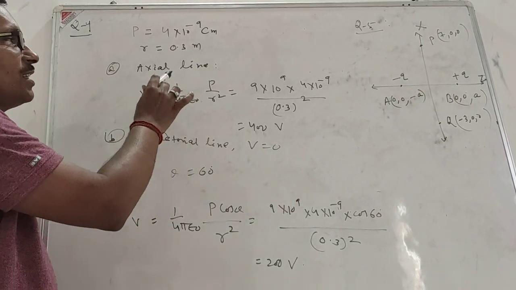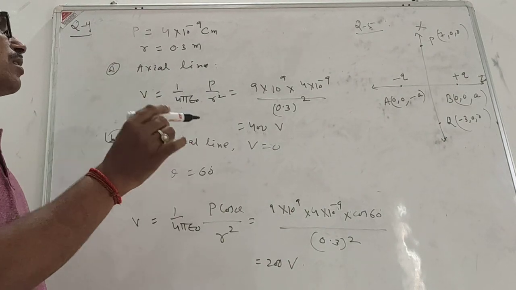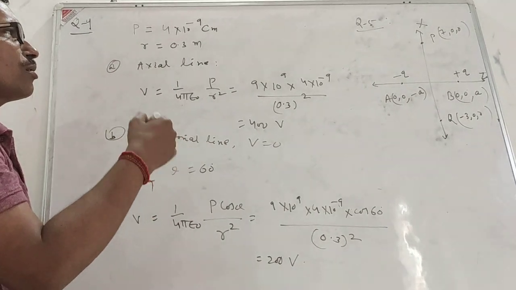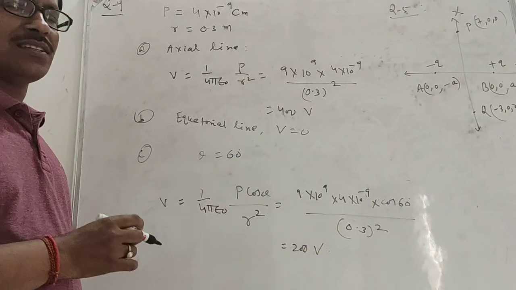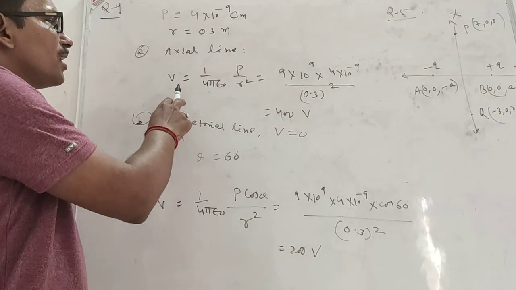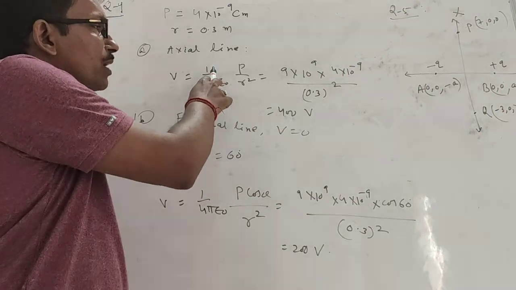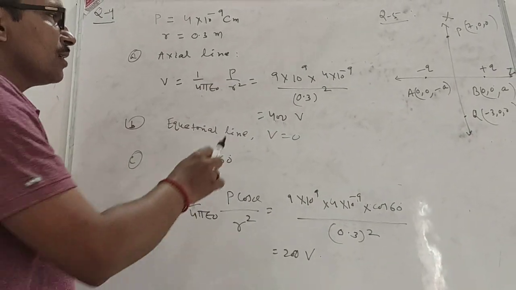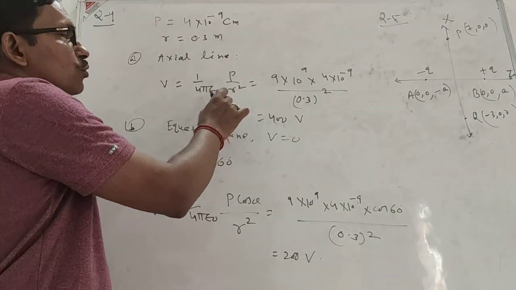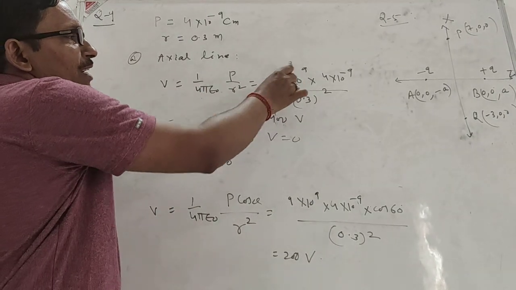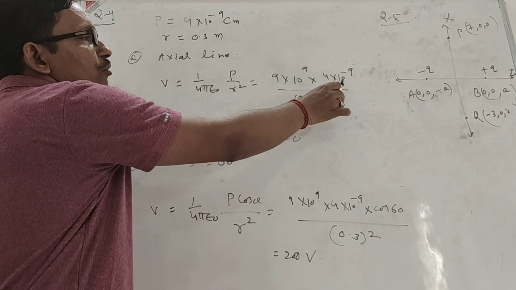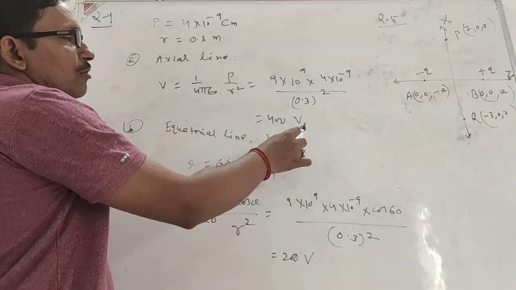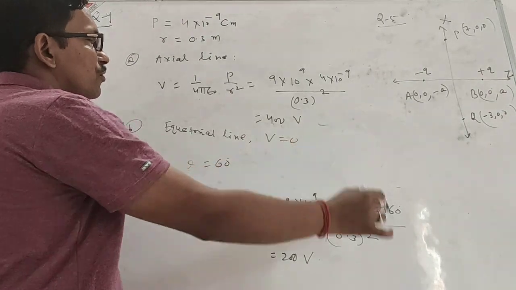In the first bit, it is given to find the potential due to the dipole at a distance 0.3 meter from the center of the dipole on the axial line. The formula for potential due to a dipole on the axial line is 1 by 4 pi epsilon naught P by R square. Here P is the dipole moment. Putting the values: 9 into 10 to the power 9, dipole moment 4 into 10 to the power minus 9, by distance 0.3 square. After solving, you will get 400 volt.